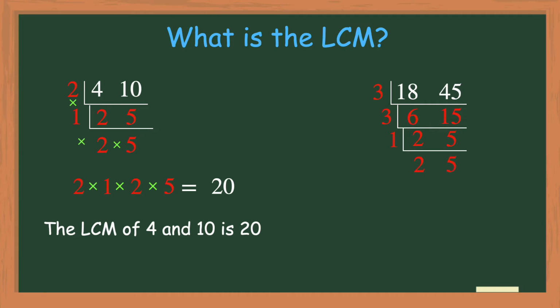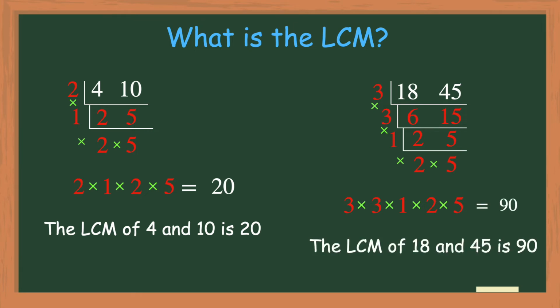Now I'll find the LCM by multiplying all the factors outside of the ladder. So I'll multiply 3 times 1 times 2 times 5 to get 90. So the LCM of 18 and 45 is 90.